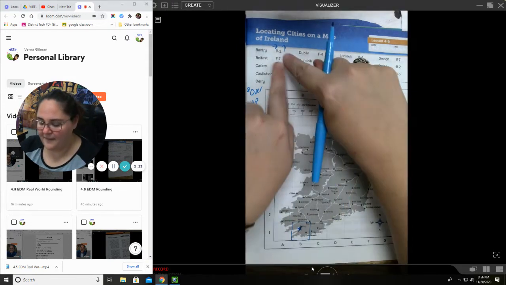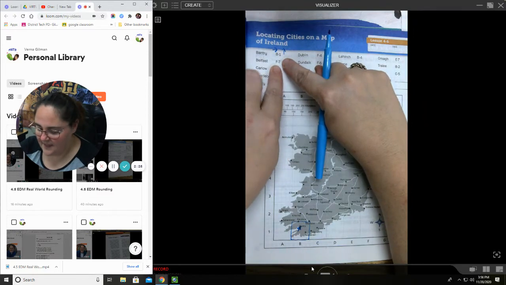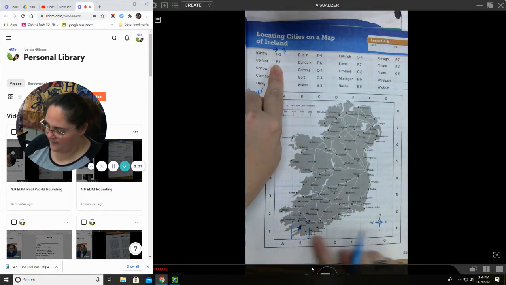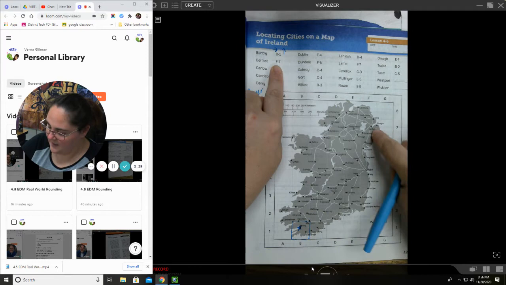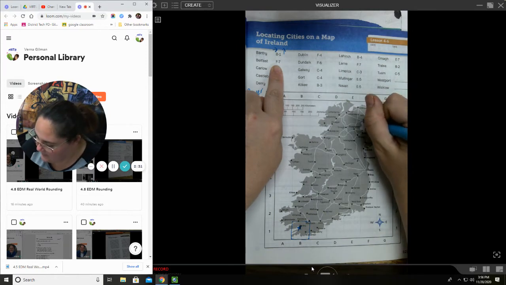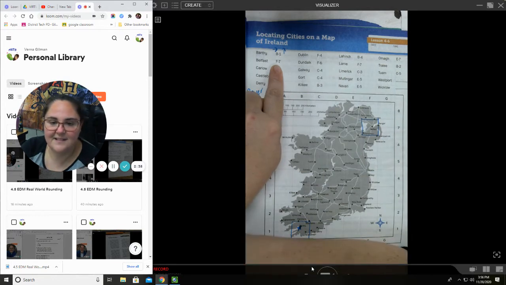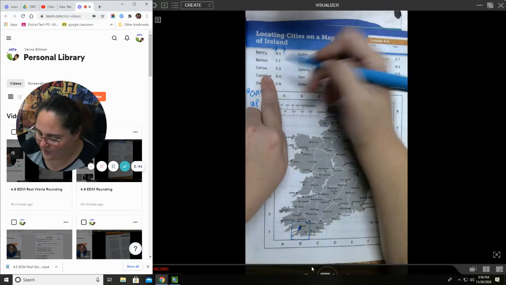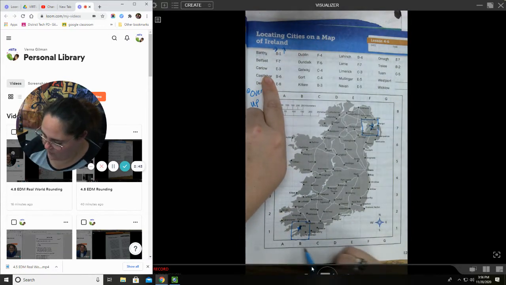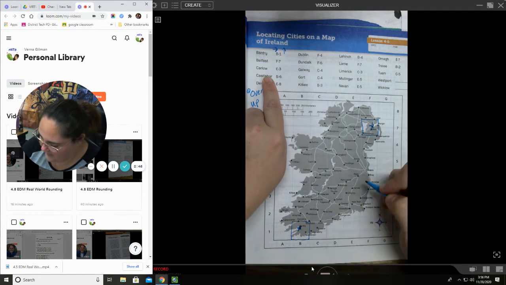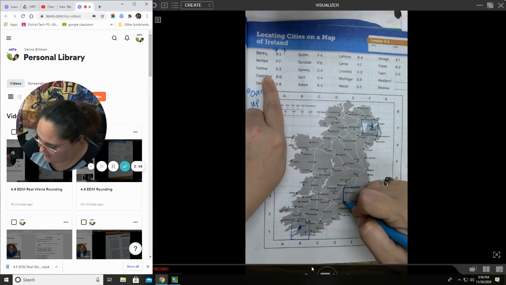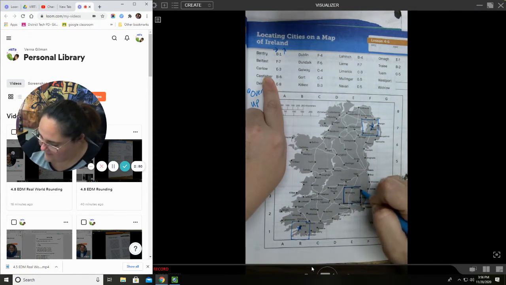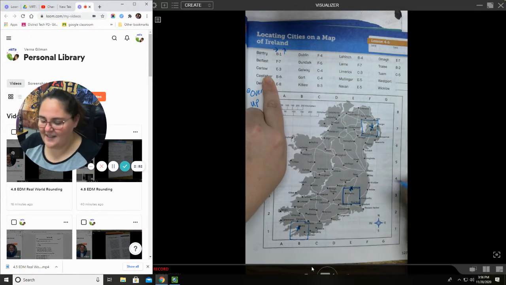Try finding Belfast. Belfast is at F7. Over to F, up 7. It's going to be somewhere in this box. See if you can find it. All right, so that's going to be right here. Carlow, let's see, E3, over E, up 3. It's in this box right here. Oh, look right here. We found it.